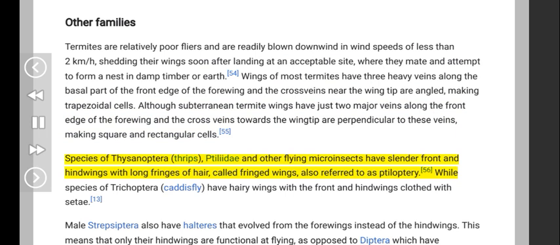Species of Thysanoptera, thrips, Mymaridae and other flying microinsects have slender front and hind wings with long fringes of hair, called fringed wings, also referred to as ptiloptery. While species of Trichoptera, caddisflies, have hairy wings with the front and hind wings clothed with setae.